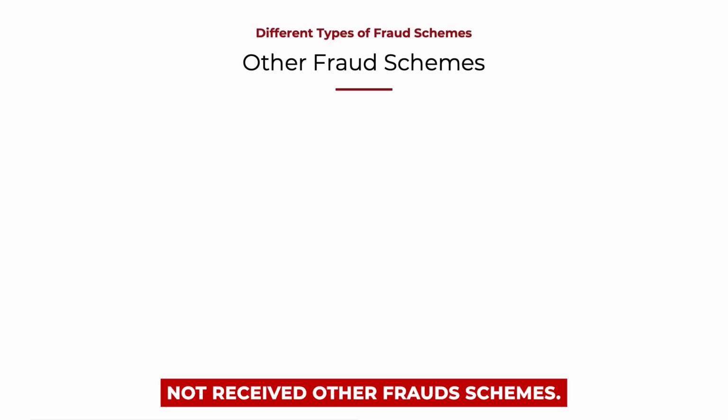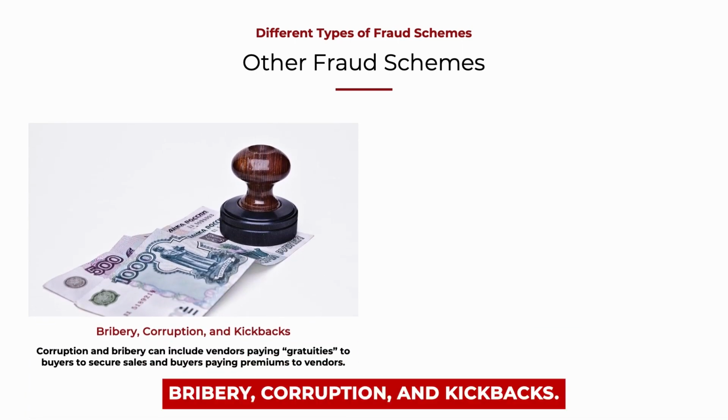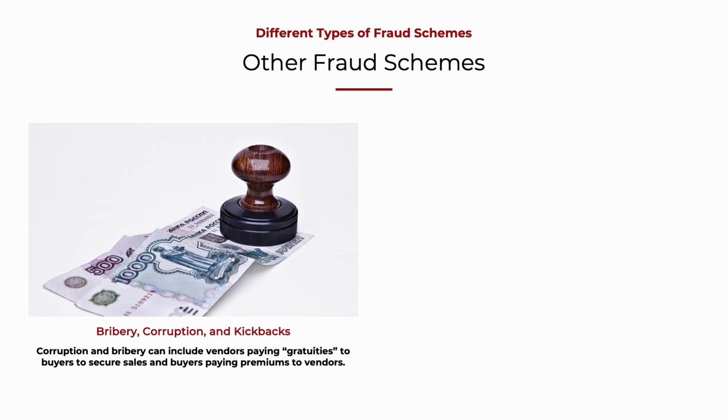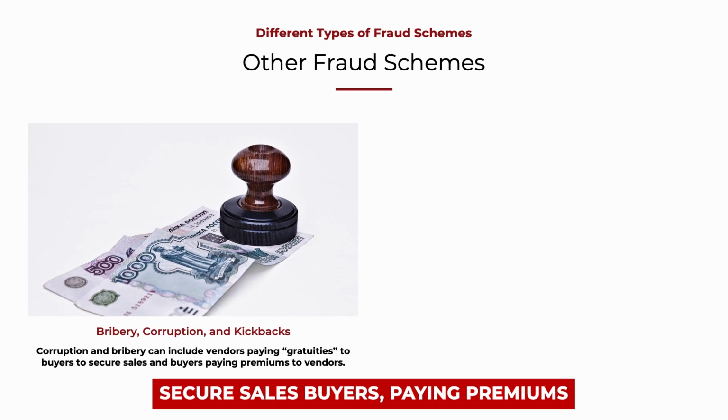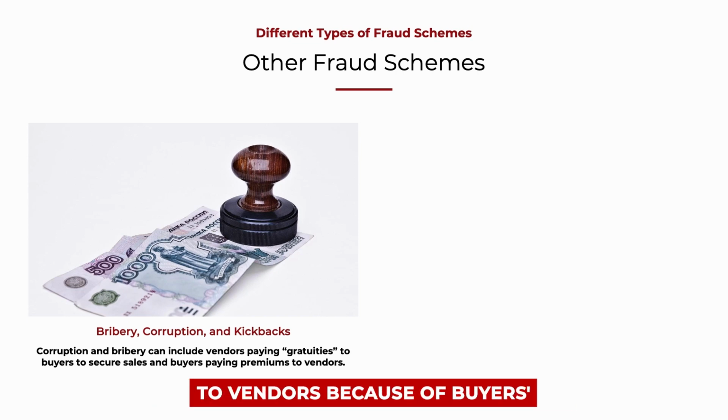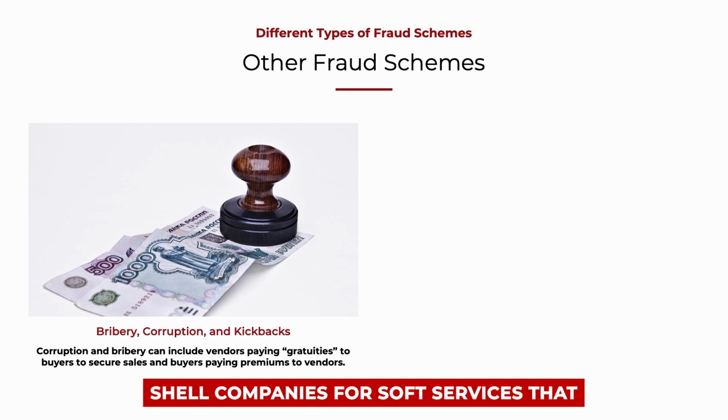Other fraud schemes. There are various other fraud schemes which may be committed by the employees of the organization, such as bribery, corruption, and kickbacks. Corruption and bribery within an organization can include vendors paying gratuities to buyers to secure sales, buyers paying premiums to vendors because of buyers' relationships, and payments made to shell companies for soft services that are not rendered.